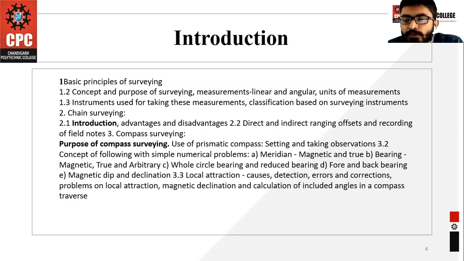So what are the units of measurement? I have already told you: the SI units, the FPS units, foot pound second, and the centimeter gram second units. So what are the measurements? Linear measurements are the meter, centimeter, and decimeter. These are the linear measurements.